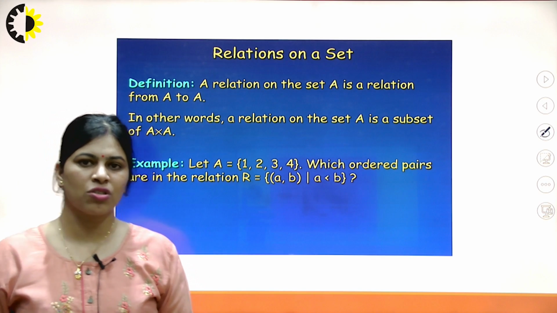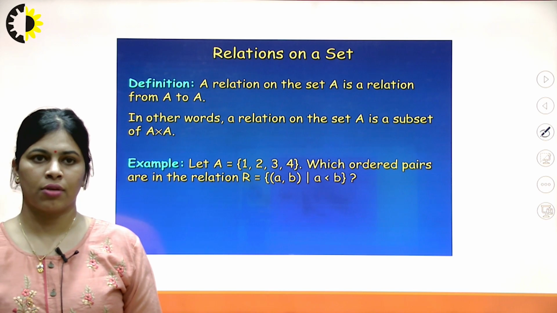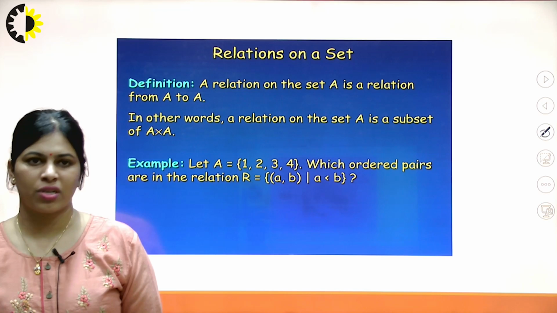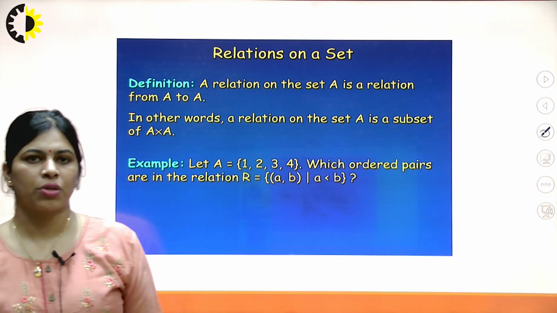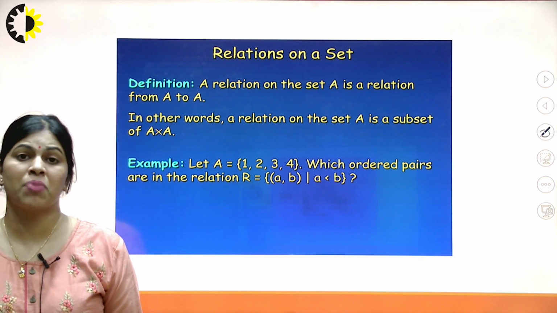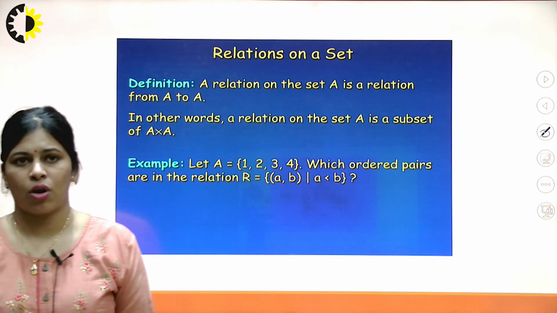The operation is conducted in a single set only. We are not including more than one set. So this is all about a relation on a set. We are talking about a single set which makes ordered pairs with itself. This is called a relation on a set.